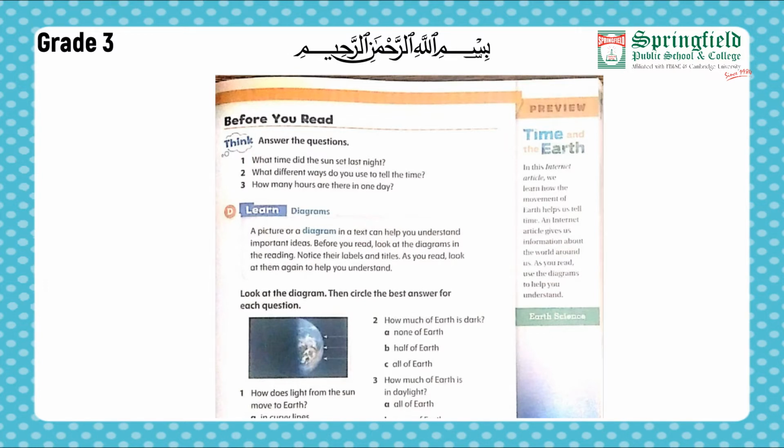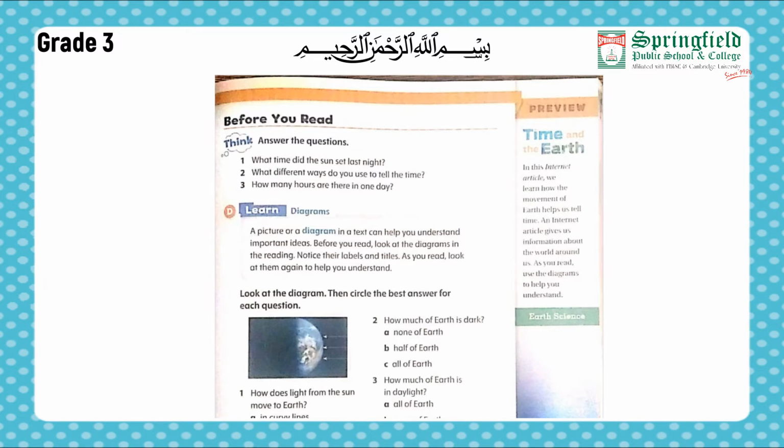Moving forward towards our part D, learn diagrams. A picture or diagram in a text can help you understand important ideas. Before you read, look at the diagrams. In the reading, notice their labels and titles. As you read, look at them again to help you understand. Now here they are telling whenever you are reading a book or any text, what you have to do is to first of all look at the pictures and then try to assess what they are telling.